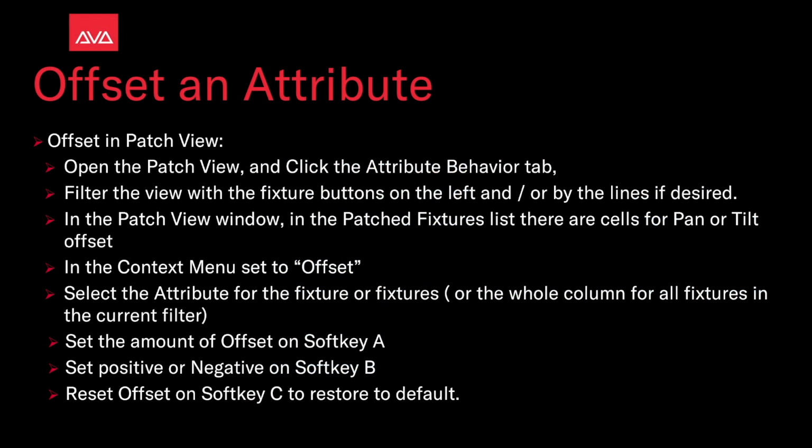The last method we can use is setting the offset in the patch view. Open the patch view, then click the Attribute Behavior tab. Filter the view with the fixture buttons on the left and/or by lines if desired. Then in the patch window, in the patch fixtures list, there are cells for pan and tilt offset. Or you can click the context menu and set it to offset.